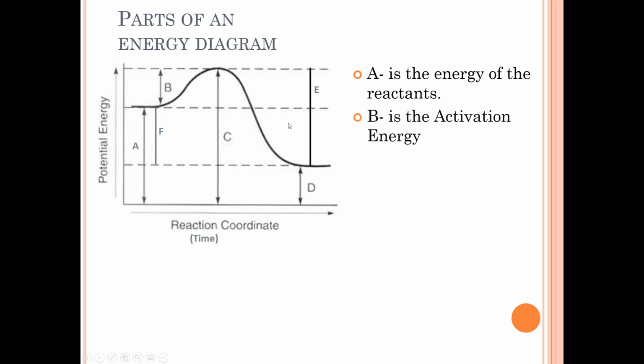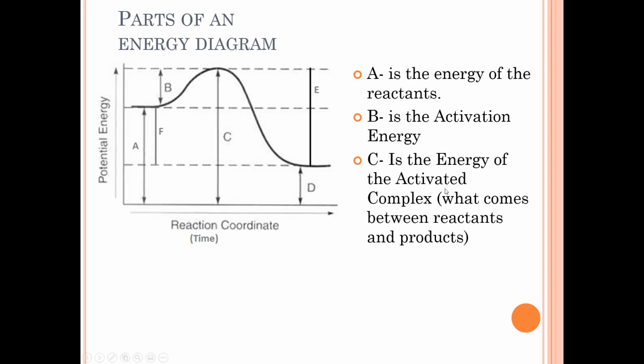B is the activation energy. You usually have to subtract to get this, so it's pretty easy though. Take the highest point on the graph and where the reactants are, and subtract the highest point minus the reactants. So B is the distance that you got to get up the hill. So how much energy do you have to put in to get to the top of the hill?